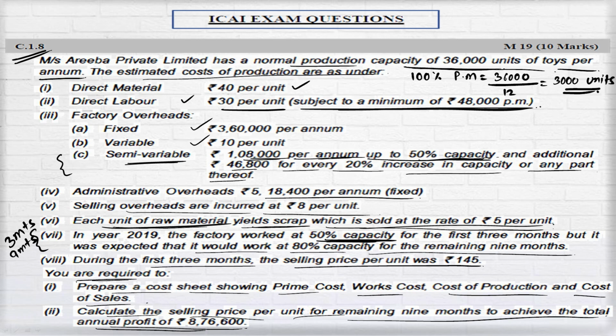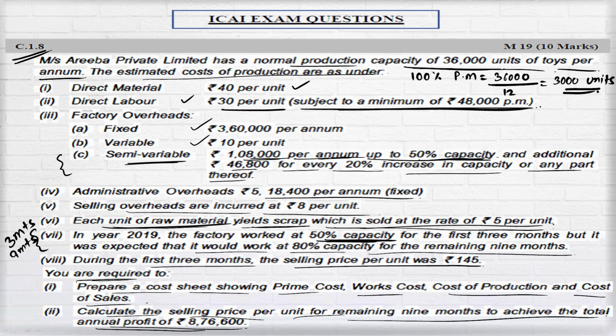At what rate can it be sold? Rupees 5 per unit. So if you manufacture 4,000 units of your finished goods, there is a scrap of 4,500 units, and it can be sold at a rate of rupees 5. Please understand, your normal production is not scrap. When you process your raw material, it yields a scrap of 4,500 units. That is, for 1 unit manufactured, there will be 1 unit of additional scrap, which can be sold at 5 rupees.